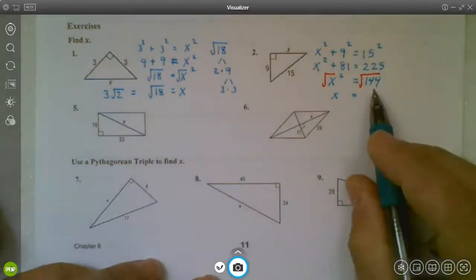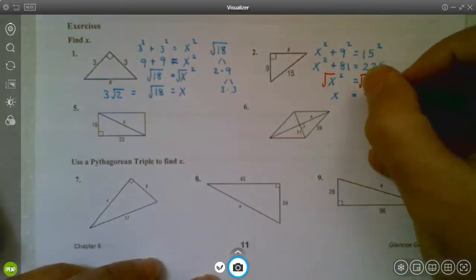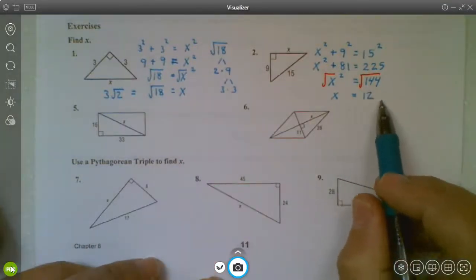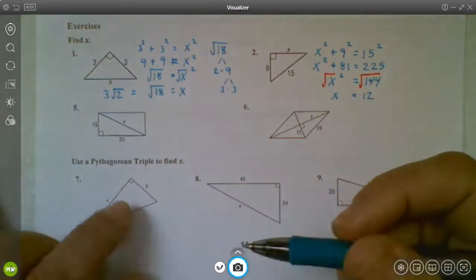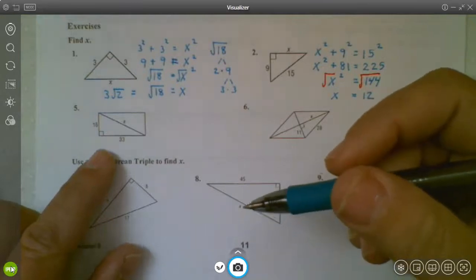And on this side, now we have a perfect square, right? The square root of 144 is 12. So really only one way to write that. So if it's a perfect square, we definitely want to make sure that we write it as an integer like this.